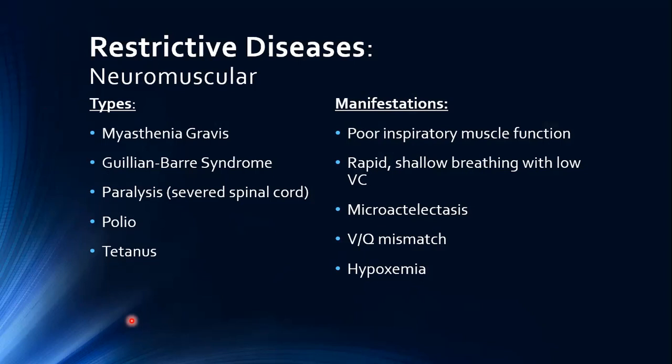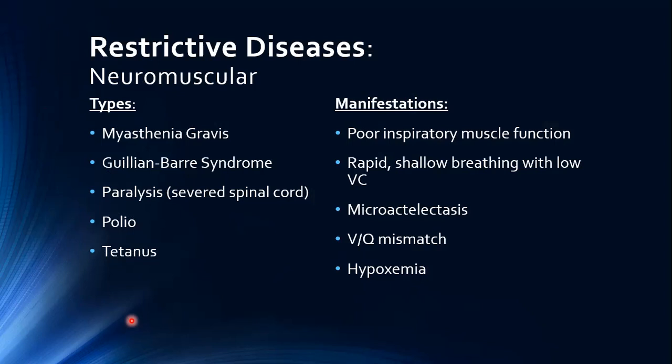So that's a VQ mismatch on what side? You have no ventilation, but blood. Which one is that? Dead space or shunt, Ms. Rose? You don't have the ventilation, but you got the blood perfusion. What is that? Shunt. Good. That's a shunt. So shunts start to happen with the neuromuscular diseases, and hypoxemia, because there's no ventilation there for that blood to pick up the oxygen.